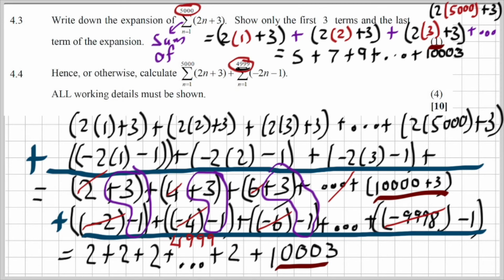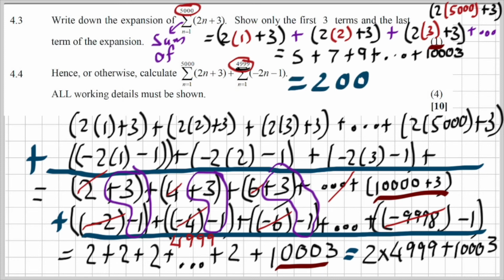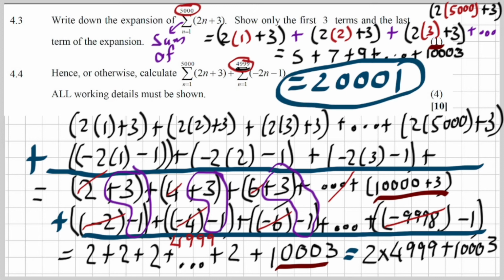So this means I've got 2 times 4,999 plus 10,003, which means the final answer is 20,001. Oh my goodness, this was gorgeous. This was beautiful, beautiful, beautiful.